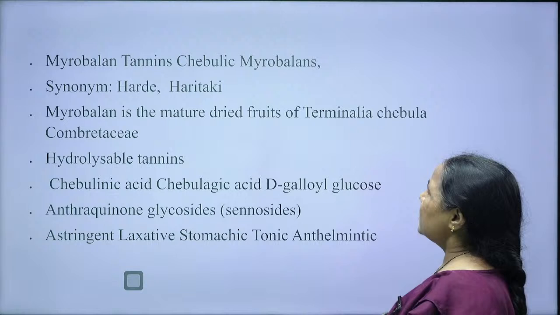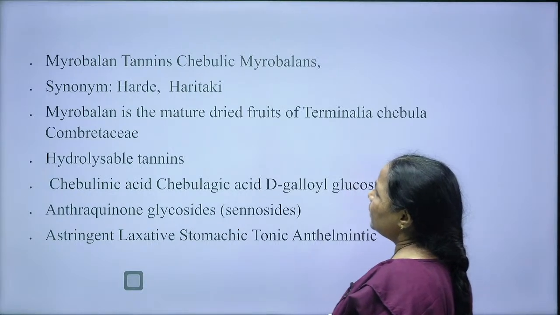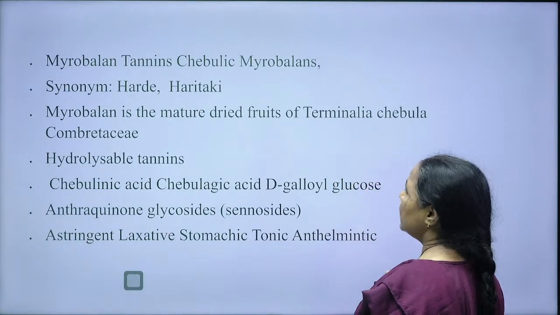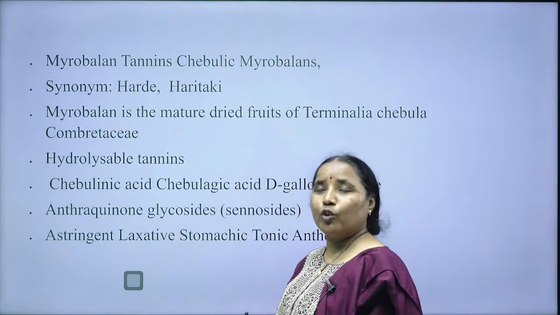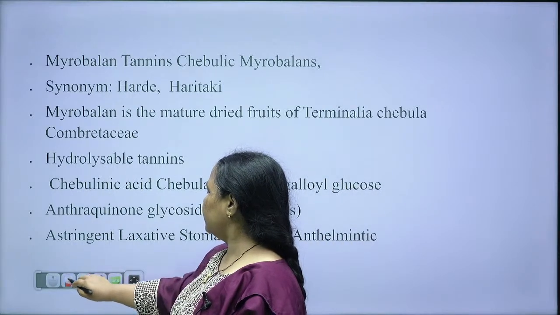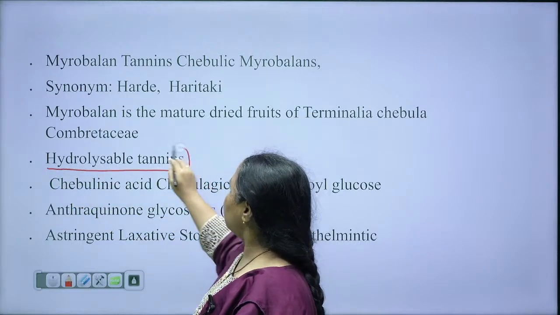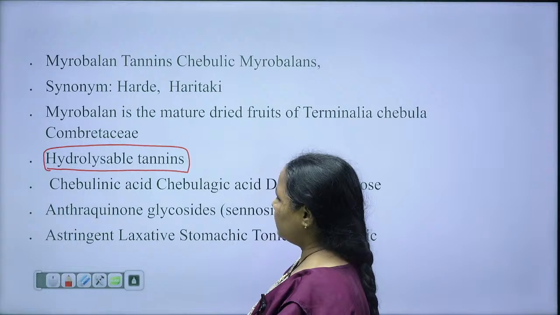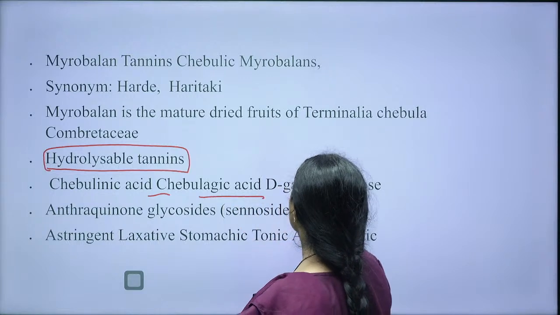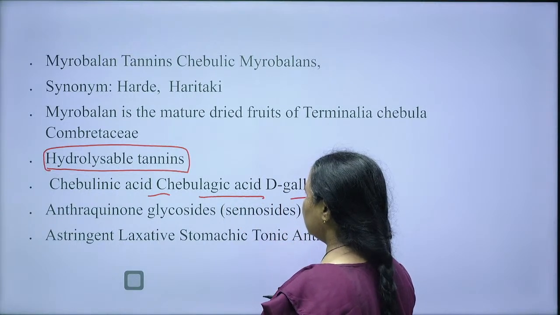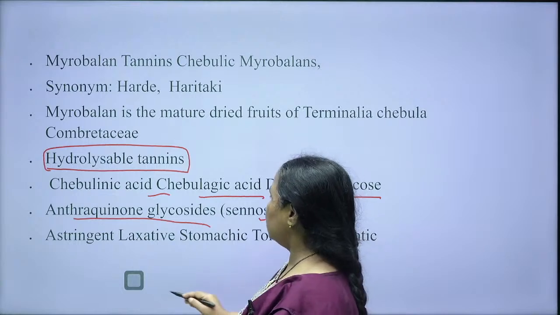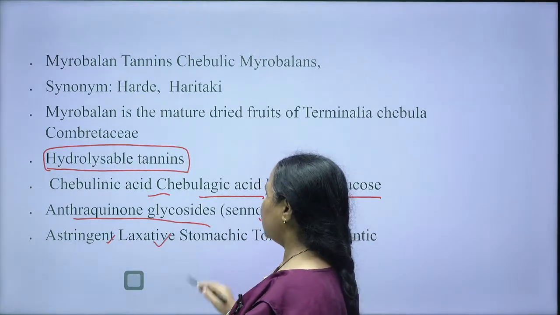Myrobalan contains tannins like chebulic acid, and the synonyms are hardae and haritaki. Myrobalan is the mature dried fruit of Terminalia chebula, which belongs to the family Combretaceae, and contains hydrolyzable tannins. The hydrolyzable tannins are responsible for the precipitation of proteins, and chebulinic acid, chebulagic acid and D-galloyl glucose are also among the constituents. Along with that, it contains anthraquinone glycosides, that is the sennosides.